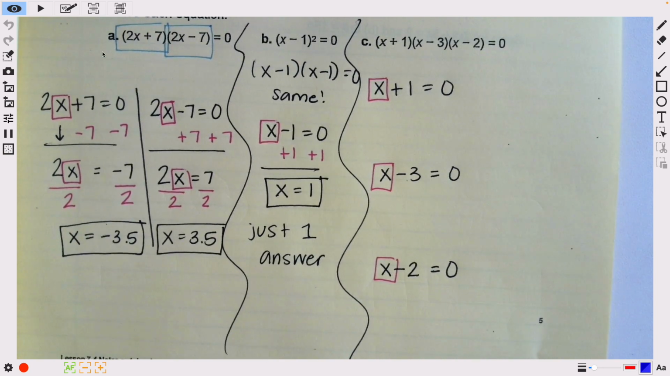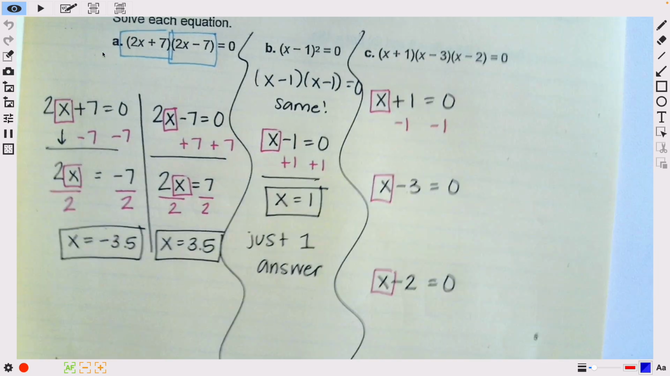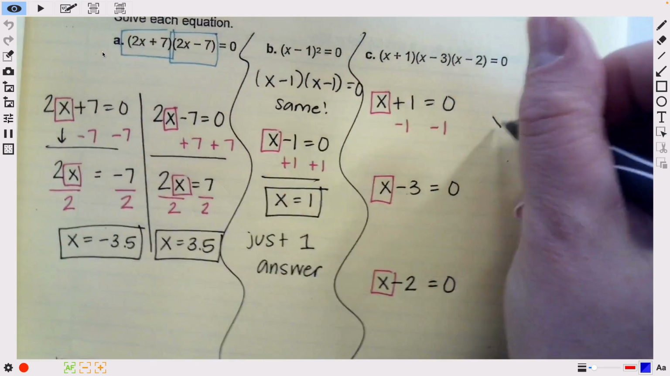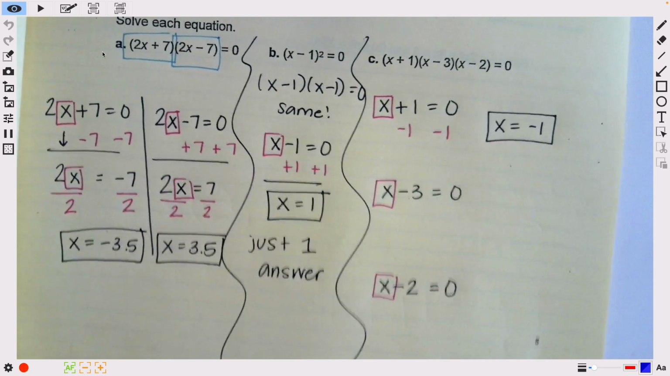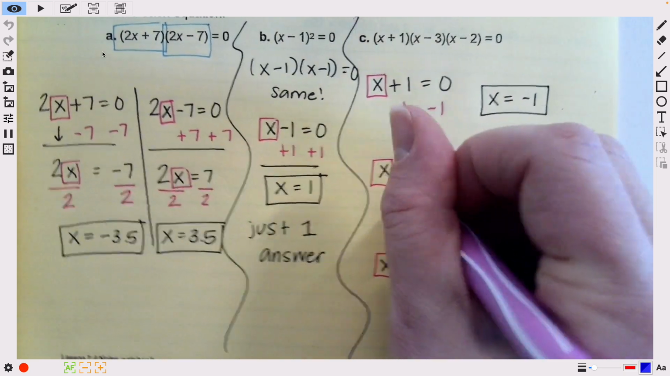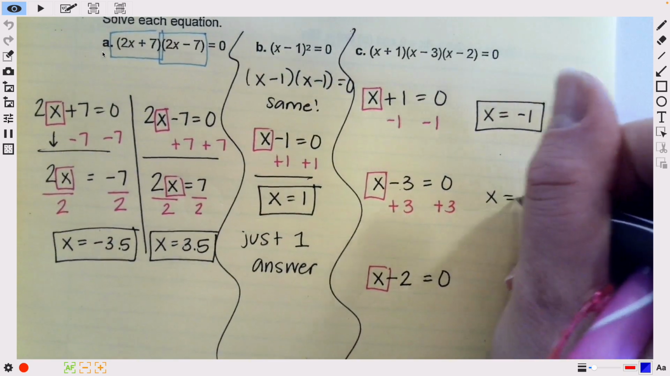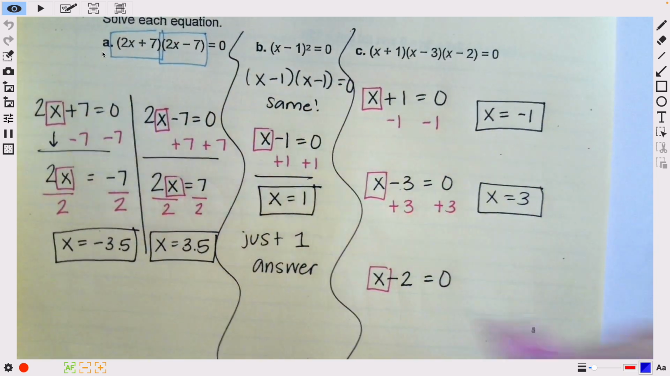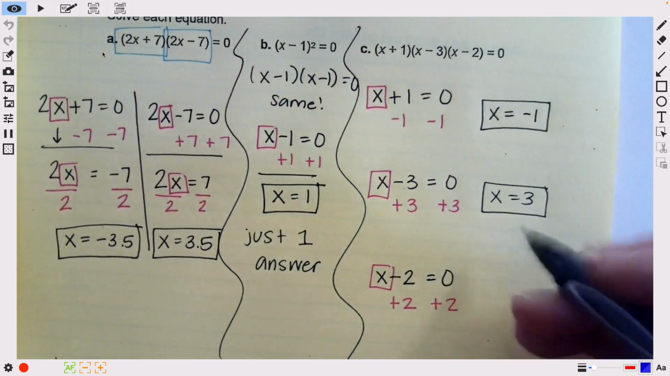Right? The answers are not 1, -3, -2, because you still have to solve and actually get the x by itself. So first one, we'll minus 1. We get -1 as an answer. The next one, we add 3. We get 3 as an answer. And our last one, we add 2. We get 2 as an answer.